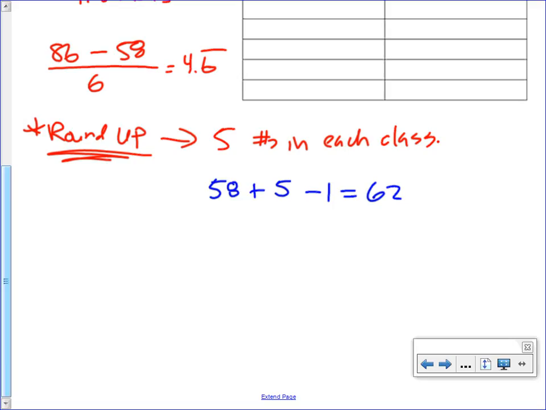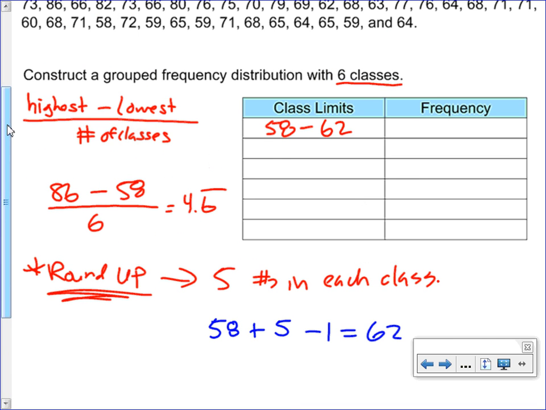Whichever. So the next class starts at 63. 63 plus 5, take away 1, is 67. And then the next class will start at 68 to 72, and then 73 to 77. There is a pattern. 78 to 82, and then 83 to 87.